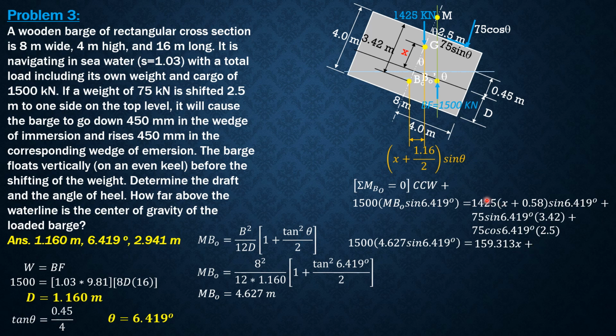equals 1425x sine of 6.419 degrees, which is 159.313x, while 1425 times 0.58 sine of 6.419 degrees plus 75 sine of 6.419 degrees times 3.42 plus 75 cosine of 6.419 degrees times 2.5 is equal to 307.402. So leaving x as the only unknown in this last equation, we can now solve for x using your calculator. So x is 2.941 meters. So that's the distance of the center of gravity from the waterline section. So that's it, and I hope you were able to follow the solutions.